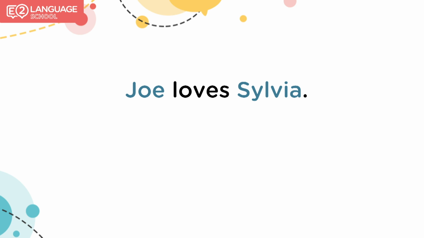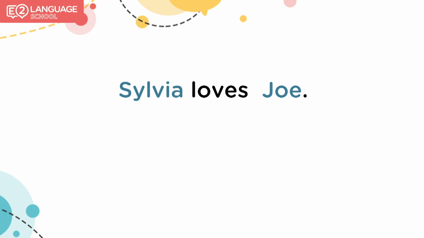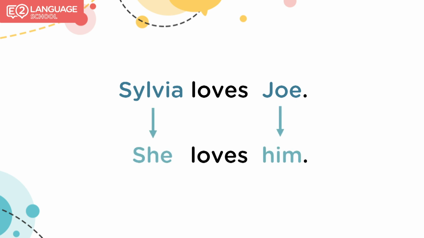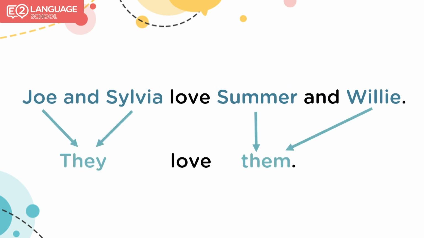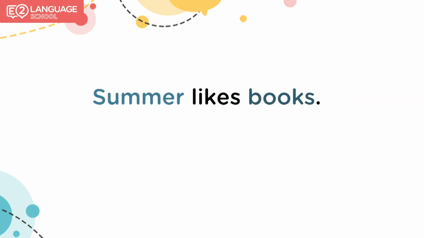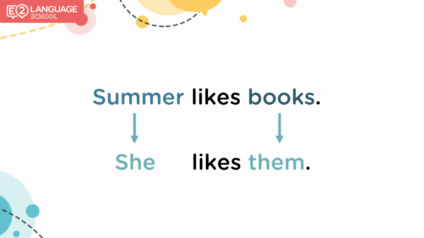So that's just an important detail to remember. So when we have a sentence with subject pronouns and object pronouns, it will look like this. Joe loves Sylvia. He loves her. Sylvia loves Joe. She loves him. Willie likes football. He likes it. Joe and Sylvia love Summer and Willie. They, so that's Joe and Sylvia, love them, which is Summer and Willie. Summer likes books. She likes them.